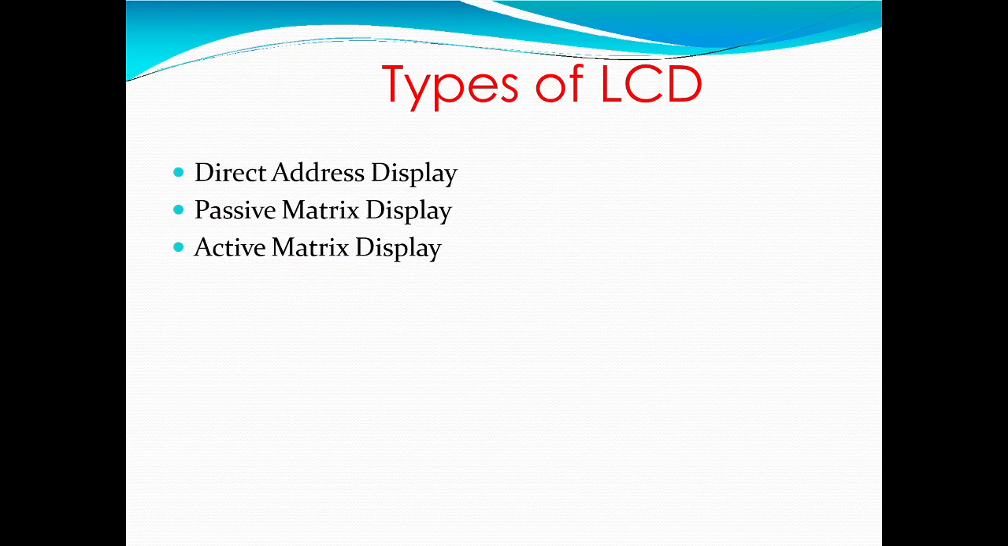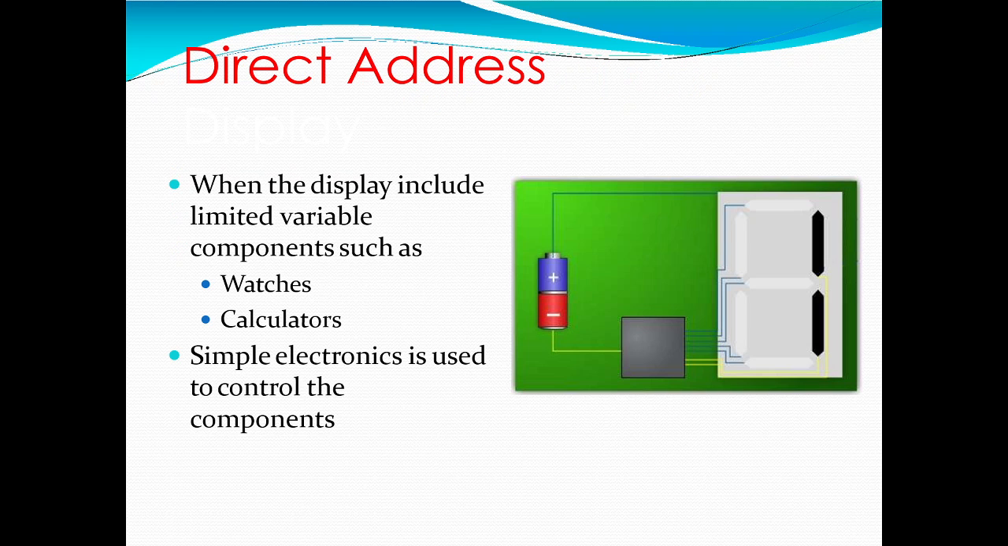So which are the different types of LCD? It is the direct address display, then the passive matrix display and the active matrix display. So what is this direct address display? This display includes limited variable components such as watches, calculators, a small LCD screen. Here simple electronics is used to control these components. We can see in the figure, a simple electronics is used to control each pixel.